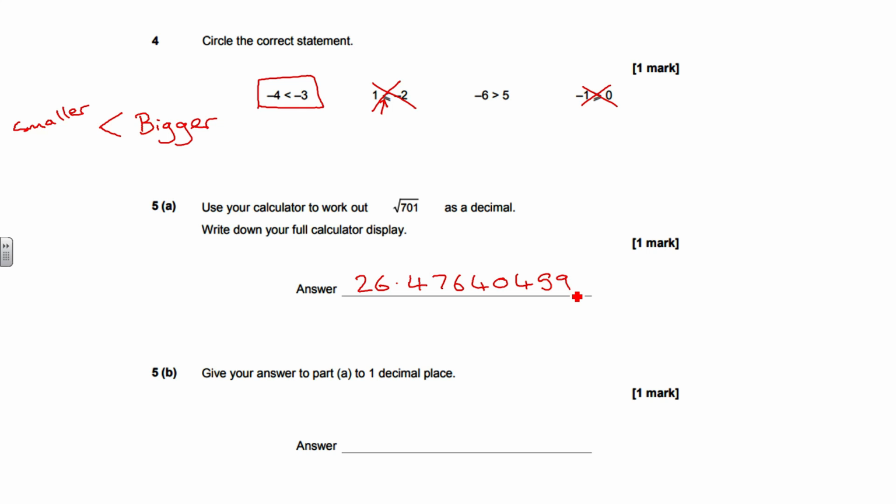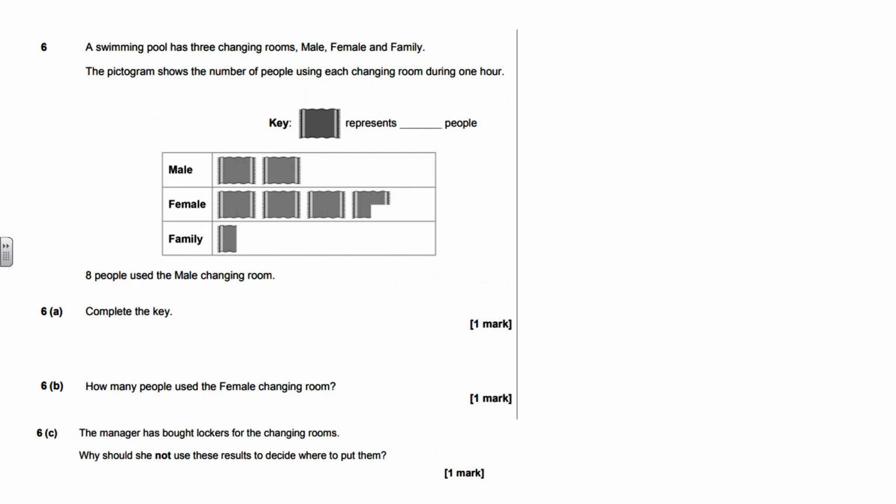Next one says give your answer to 1 decimal place. So we're looking at the 1 decimal place and we're considering the next number along to decide whether this needs to stay as 26.4 or become 26.5. Now because the 7 is 5 or above, we will be rounding that up to 26.5.